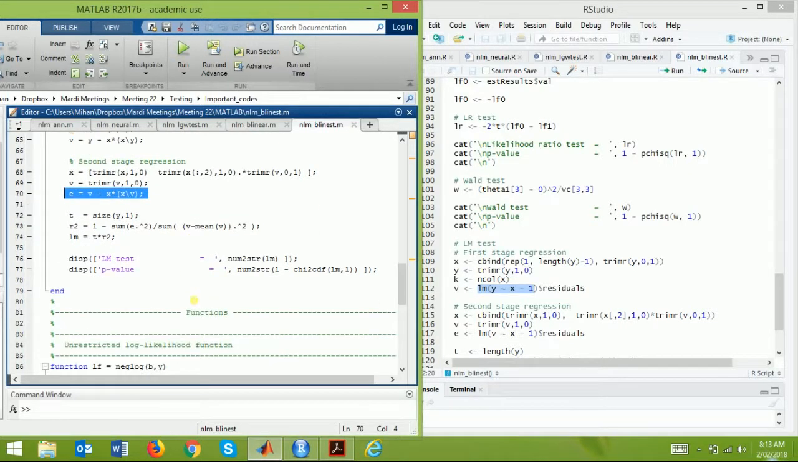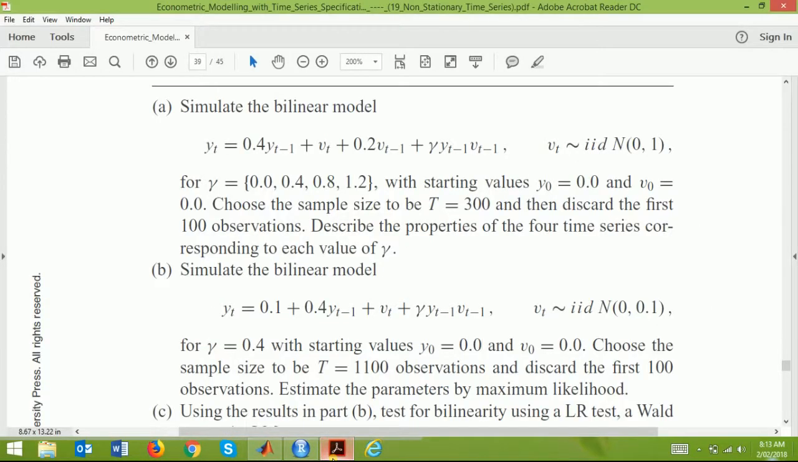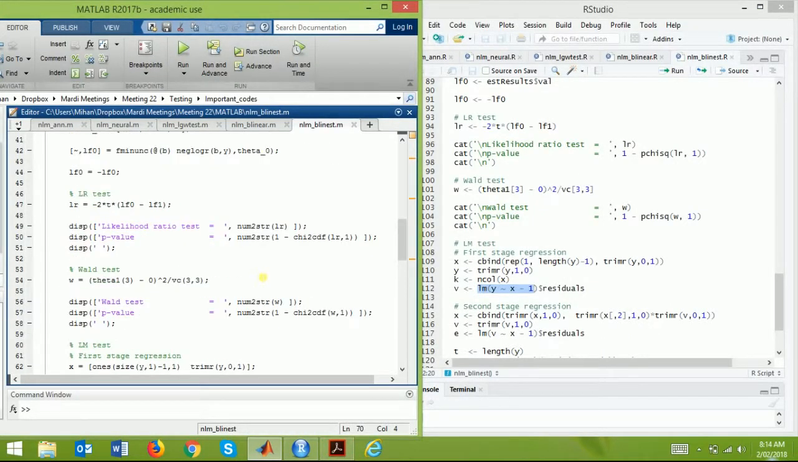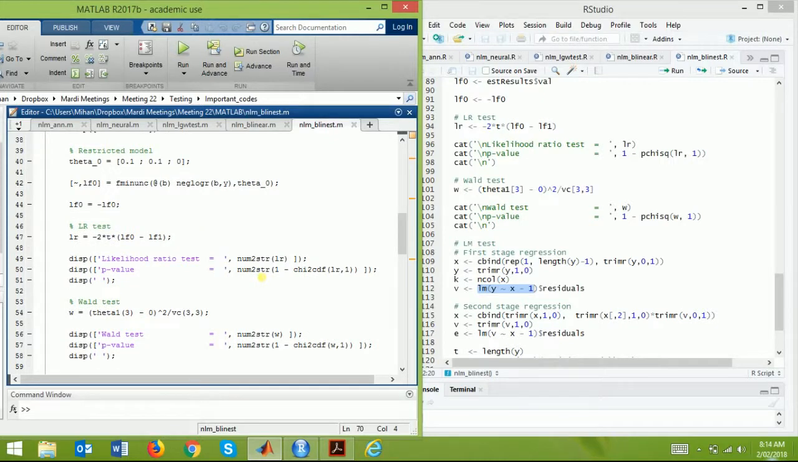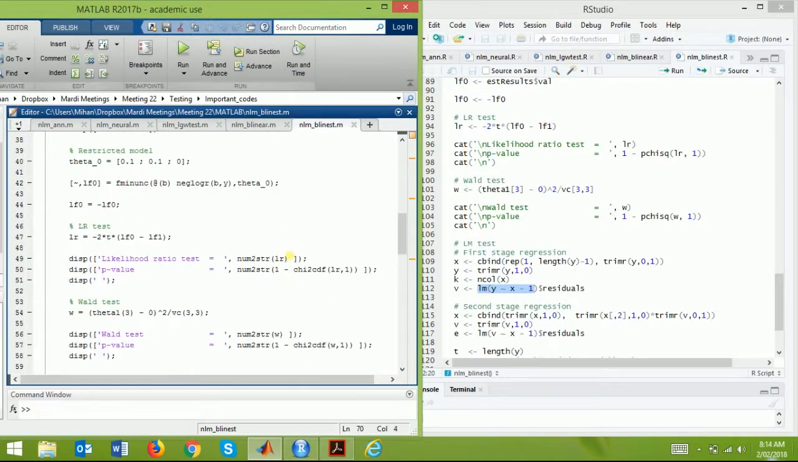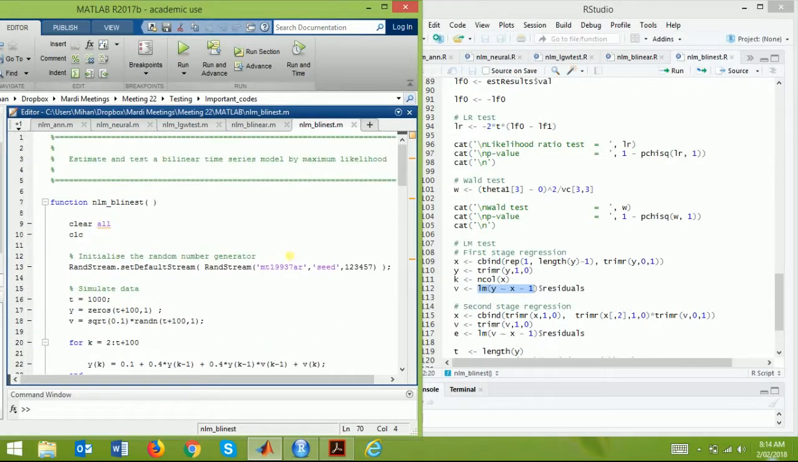That's all. So this will help us identify if there is a bilinear term or not. If our LM is greater than the chi-square distribution critical value, then we reject the null of gamma equals 0. That means we have bilinearity, otherwise not. So this is very simple. We are trying to find in this test if in our model we have bilinearity or not.